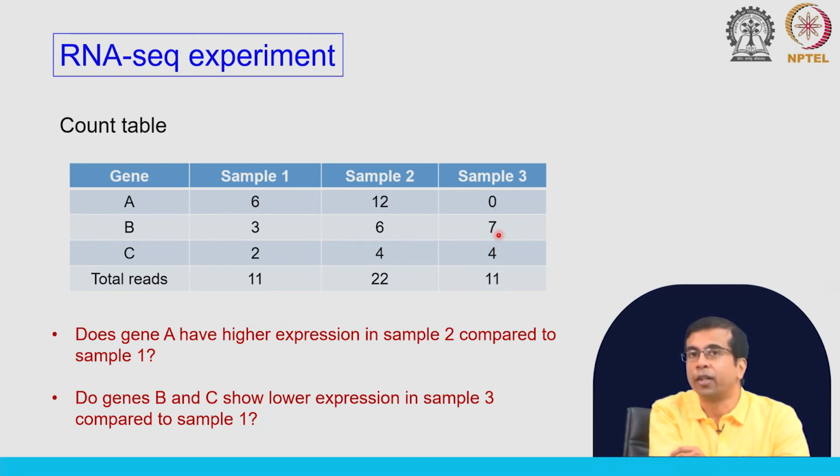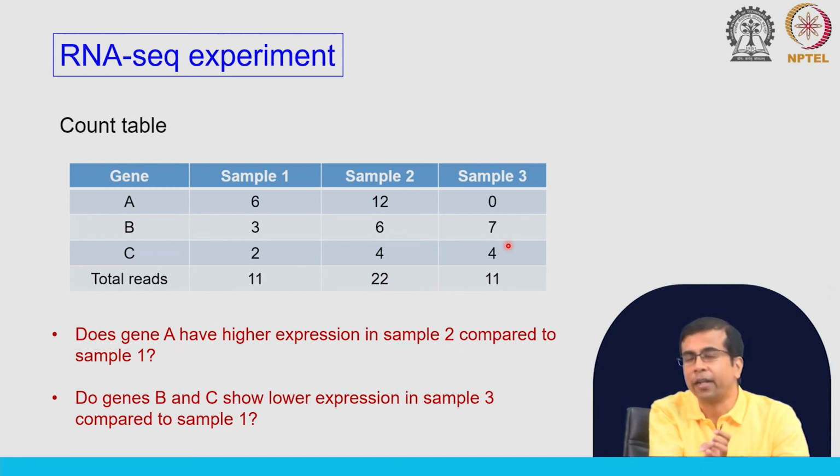So, all the reads will come from gene B and gene C, but this does not mean that gene B and gene C are showing higher expression, because gene A's expression has dropped. We are not getting any reads from it, so genes B and C show higher reads mapped to them. This kind of bias will arise, and it is an inherent bias in the RNA-seq experiment.